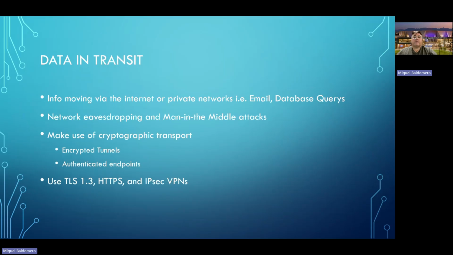The threats to those things are network eavesdropping and man-in-the-middle attacks. Tools to help secure that would be making use of cryptographic transport, encrypted tunnels, and authenticated endpoints, of VPNs, things like that. You have things that you can use for that. Examples are TLS 1.3, secure internet HTTPS, and of course IPsec VPNs.